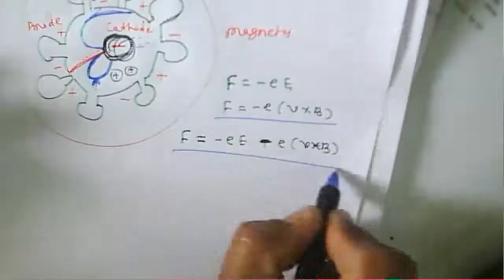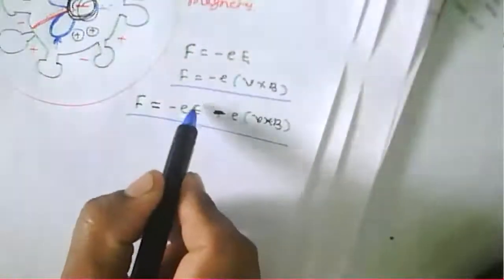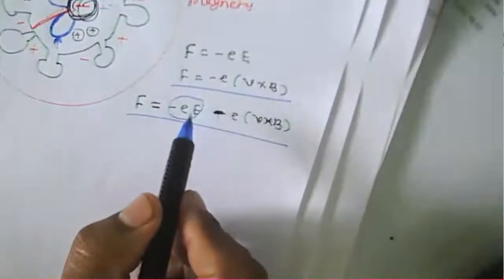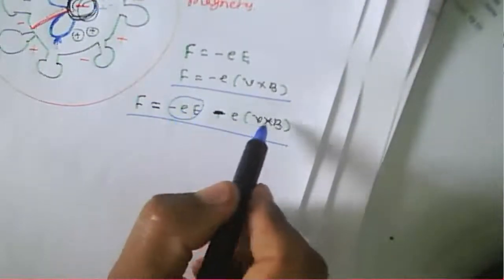So in this, the force exerted on the electron depends on the force exerted by the electric field and the force exerted by the magnetic field. That is the total force exerted. Now, how is this force exerted?